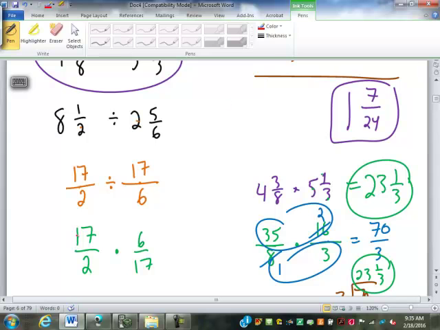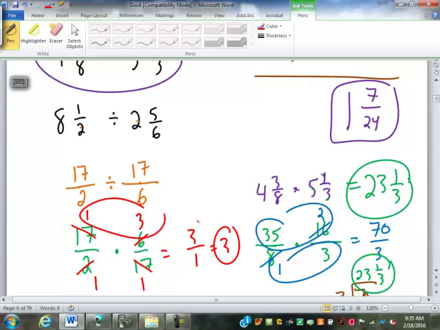And now 17 and 17 will become 1 and 1, both divided by 17. And 2 and 6 can both be divided by 2 to give me 3 and 1. 1 times 3 is 3. 1 times 1 is 1. You get 3. You could have done 1 times 6 is 6, 2 times 1 is 2, and 6 over 2 divides out to 3. That works as well.